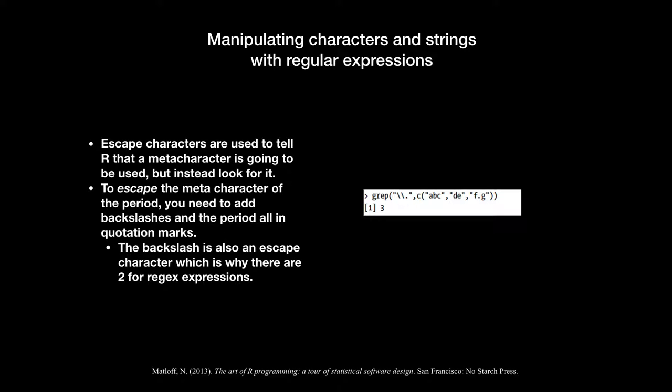Escape characters are used to tell R that a metacharacter is going to be used, but instead to look for it literally. To escape the metacharacter of the period, you need to add two backslashes and the period, all in quotation marks. The backslash in this case is also an escape character, which is why there are 2 for the regular expression. If you were to add just 1 backslash and 1 period, it does not look for the characters that you think you're looking for. The true way to escape it is by adding 2 backslashes, which we see here on the right.